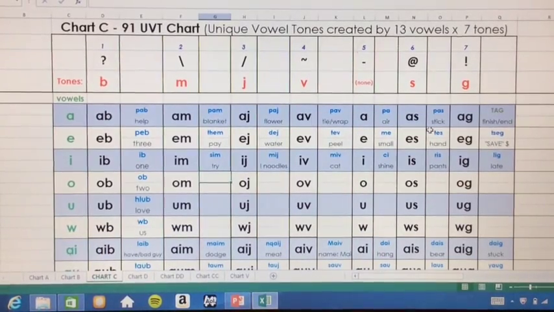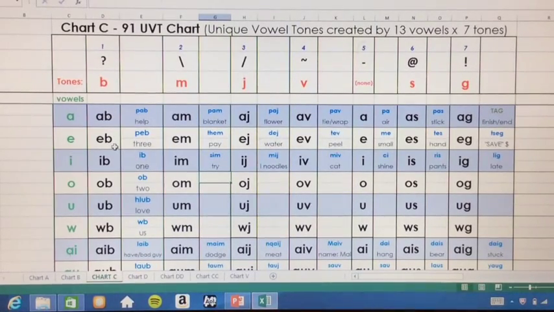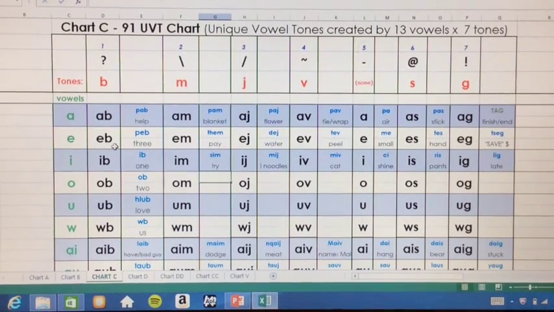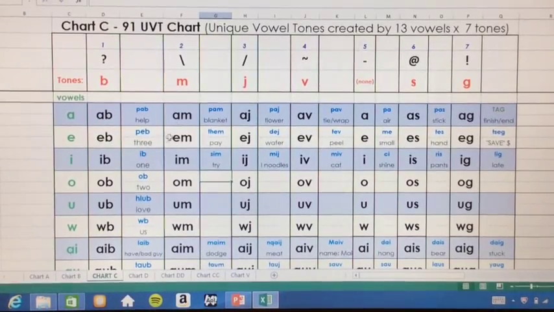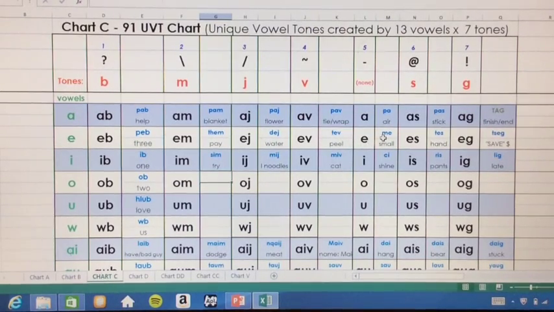Let's move on to the vowel E. The first UVT would sound like this. A, like in the word bay. A, like the word hey. A, like the word day. A, like the word they, pill. A, like the word may, or small. A, like the word they, or hand. A, like the word J, like in Save Bunny.